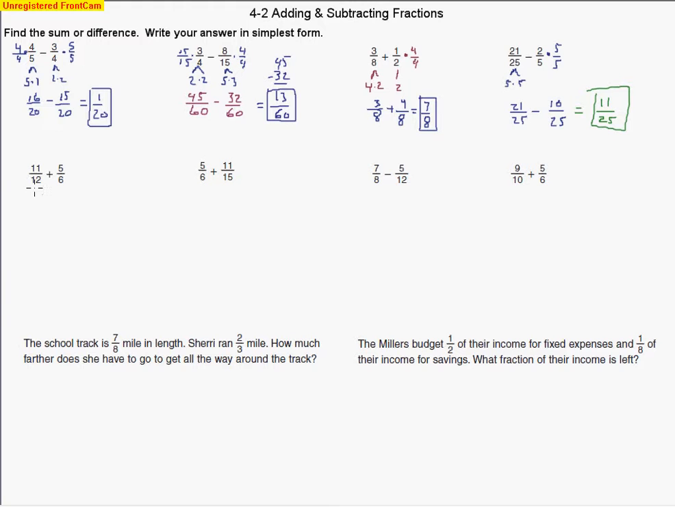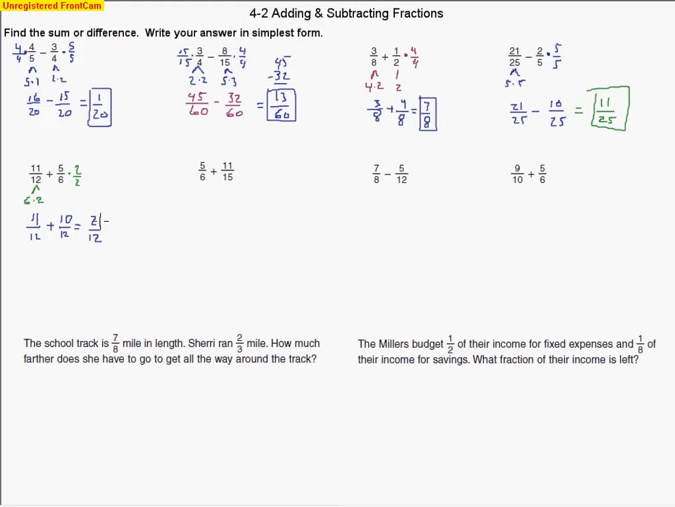Same sort of thing on this next one, because 12 can be broken down to 6 times 2. So I already have that factor of 6. I just need that extra 2. So I multiply by 2 over 2. And so now I'll bring down that 11/12, and I'll add 10/12. And so when I add those two numbers together, that gives me 21/12.